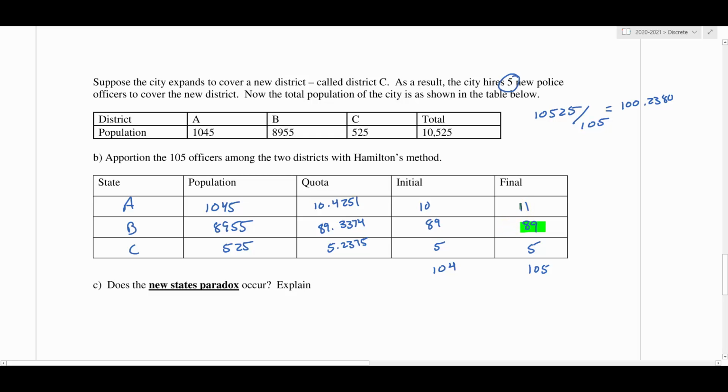Shouldn't happen, right? All of these incidents have occurred at some point in our country's history, which is why the Hamilton method was finally abandoned and never used again, and it'll probably never be used again. We have a pretty good system now, and we're going to get to that one soon.